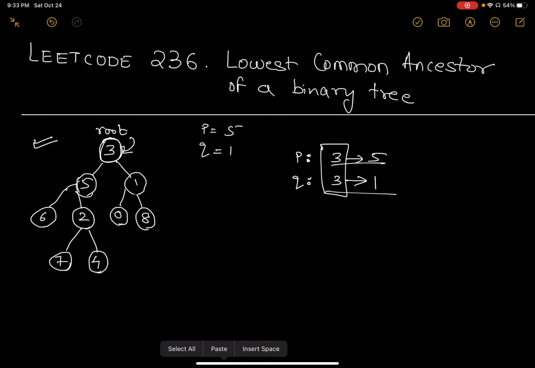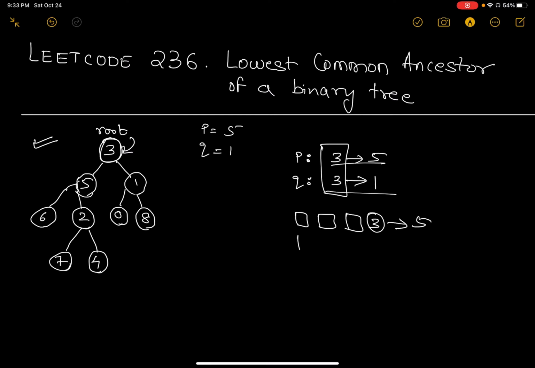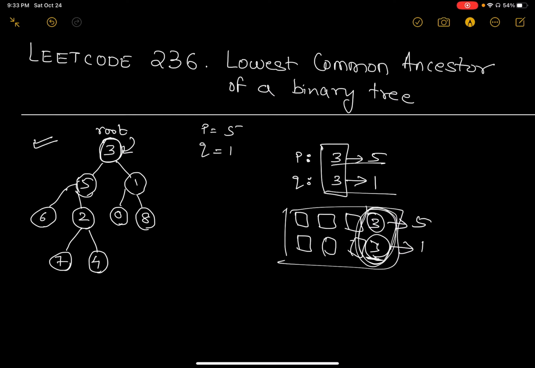But it could be possible that we have a few nodes, and let's say that there is a node 3, and then there is a node 5, and similarly, we have a few common nodes, and then we have the node 1. Now all these nodes are common, but this is the least common node, and therefore this is our expected value.